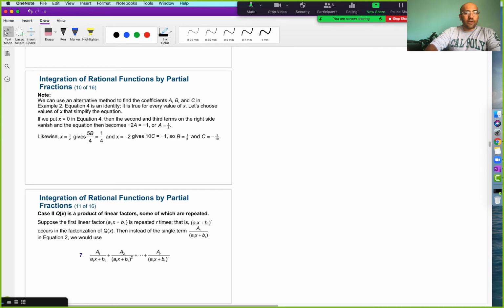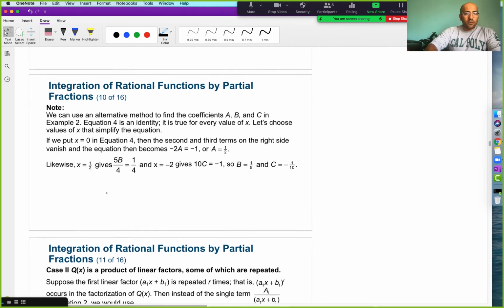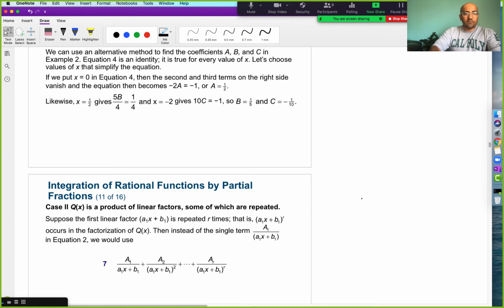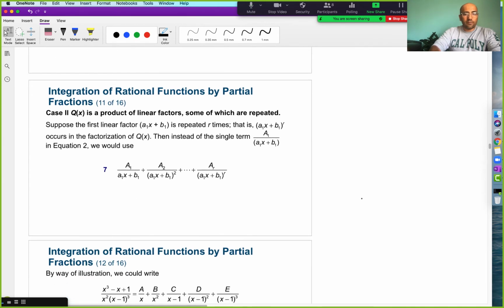Okay, integration of rational functions by parts. Let's see, what is this? Okay, this is pointing out the alternative method that we'd already kind of considered, where we can choose a particular value of x, a convenient value of x, that helps us achieve the results that we wanted. So we already talked about that.